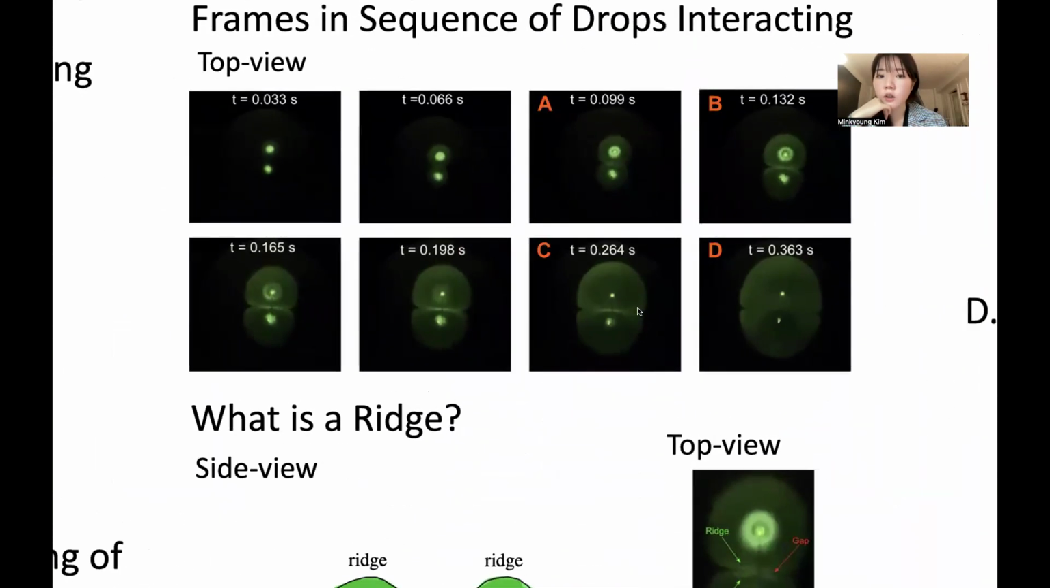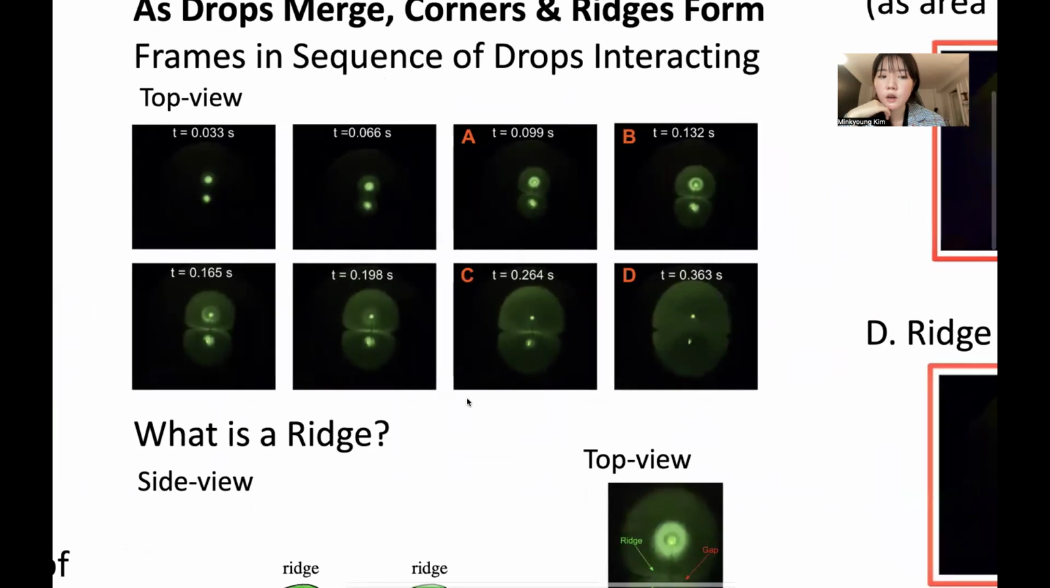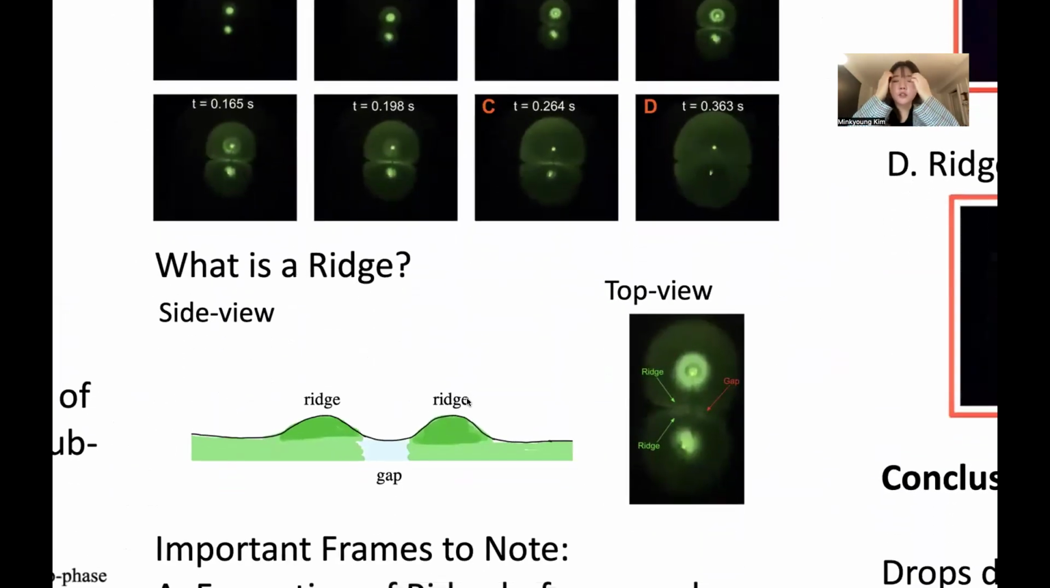So the ridges are essentially the brighter green regions. For example, in image B, it will be here, and in image C, it will be here. I assume you'll be wondering what a ridge is. A ridge is essentially these bright regions that I indicated with some arrows, and I also indicated the gap for the black line.